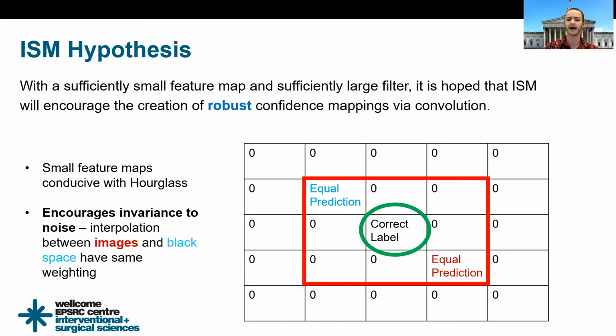The hypothesis behind this is that the mix-up data augmentation has been shown to work for landmark localization in itself, and hopefully ISM will create a more robust confidence map, showing that the predictions based on the larger image, which is interpolated with black space, and the smaller image, which could be interpolated with a busy image, is interpolated with the other image. These should have the same weighting rather than getting distracted by these extraneous variables, and they should come to the same conclusion.